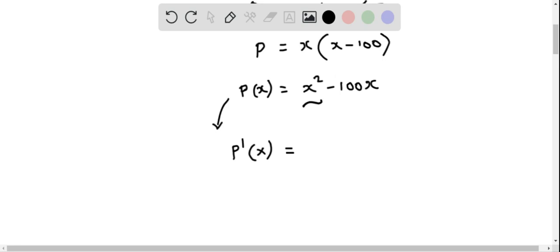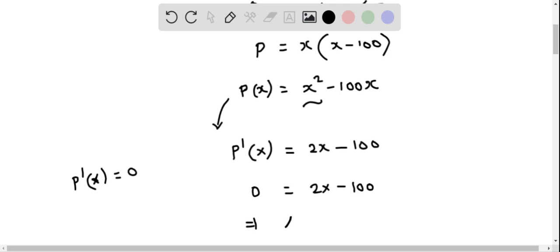So let me find the derivative of the p of x function, which is p prime of x. And this equals the derivative of x squared is 2x, and the derivative of 100x is 100. Now we have to set this equal to 0 to find the critical number. That is, the first derivative equals 0 to find a critical number. And this means if I replace p prime of x equal to 0, I get 0 equals 2x minus 100. We then solve for x from this equation. So from this, we get x equals 100 divided by 2, and this equals 50. So this is basically the critical number or the critical value of the product function.